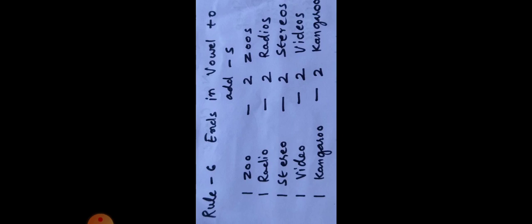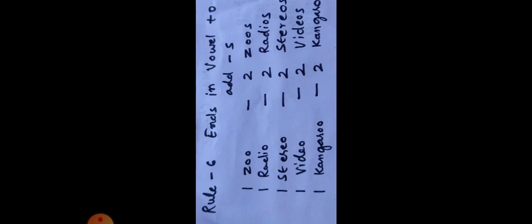For example, zoo, the last letter is O and the second last letter is your vowel. Radio, the last letter is O, just second last is your I and I is a vowel. Stereo, O is the last alphabet, but just before O it's E. E is again your vowel. Same way, if you can see video and kangaroo, last alphabet is O, but just before O these are the vowels. So in these kind of cases you have to add S to make these nouns plural.